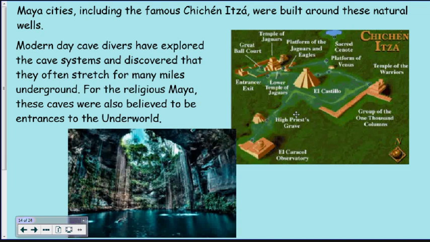Modern day cave divers have explored the cave systems and discovered that they often stretch for many miles underground. For the religious Maya, these caves were also believed to be entrances to the underworld. It's also been found out that the water in these cenotes has a tide, and they are basically rivers underground, because if you follow them through, they finally reach the sea. So rather than having these rivers above ground like we do, because the water has seeped and absorbed through the limestone, it's actually created a river underground, and it does reach the sea eventually.